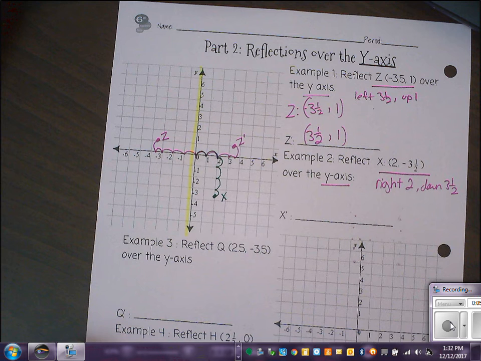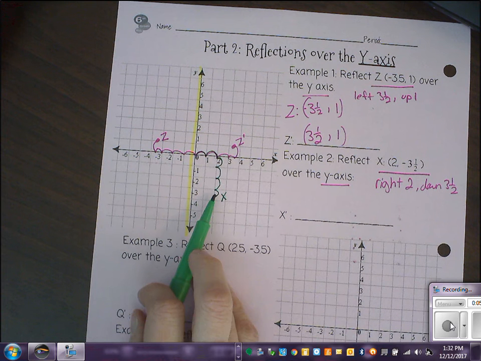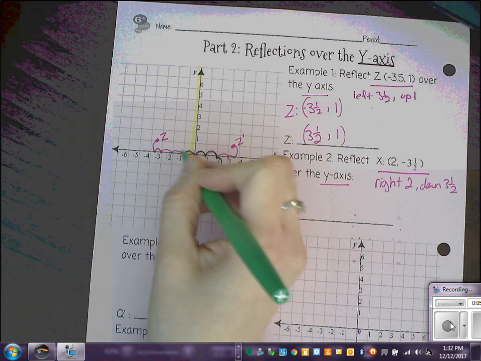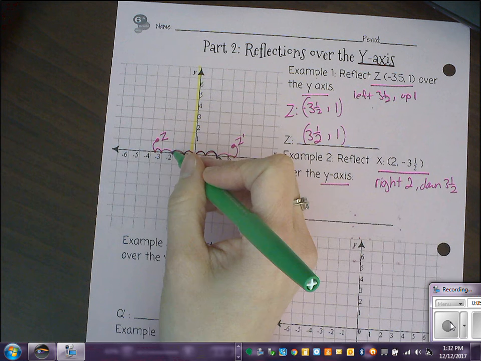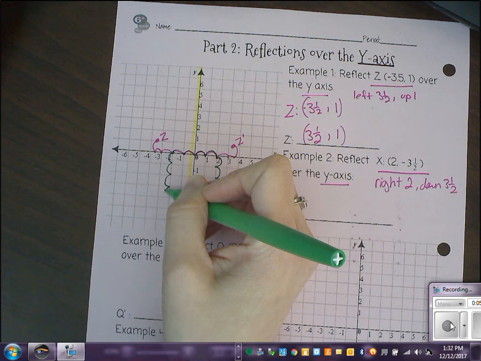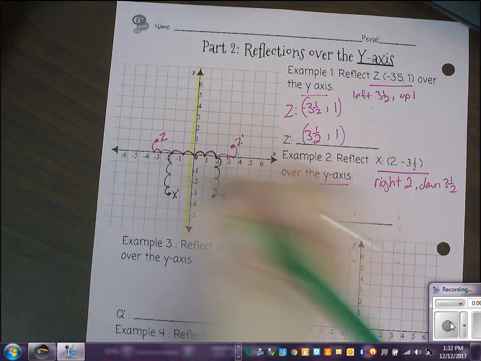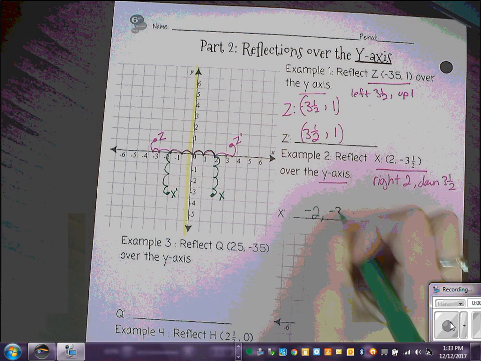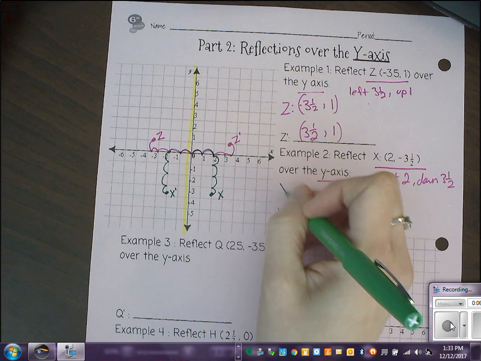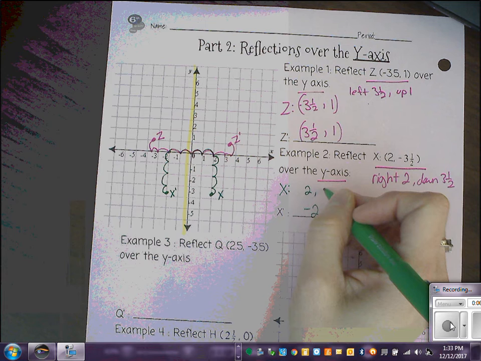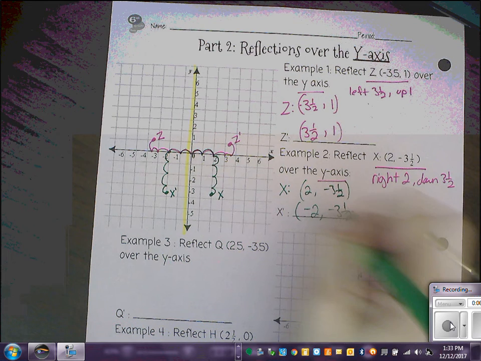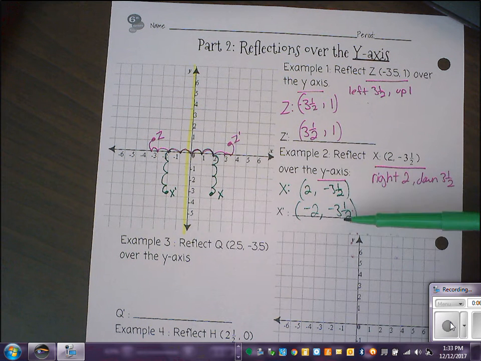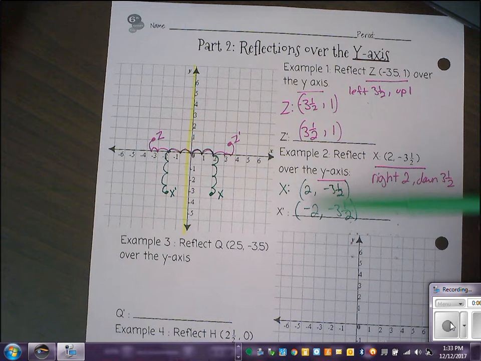I'm reflecting it over the y-axis. So that means I want to go the other direction. I went to the right, now I want to go to the left. So I'm going to go 1, 2 to the left, and I'm still going down 3.5. 1, 2, 3.5. And label that x prime. Now my coordinates are negative 2, negative 3.5. And my original coordinates for x were 2, negative 3.5. So once again, you can see that as I reflect over the y-axis, my y values stay the same, my x values are opposites.